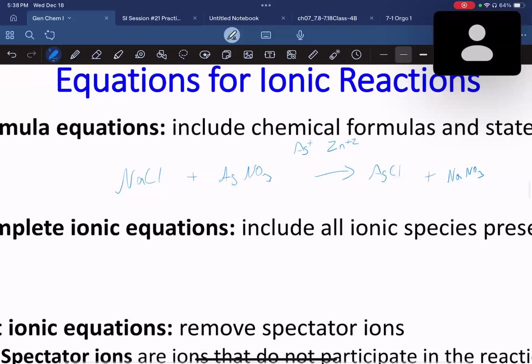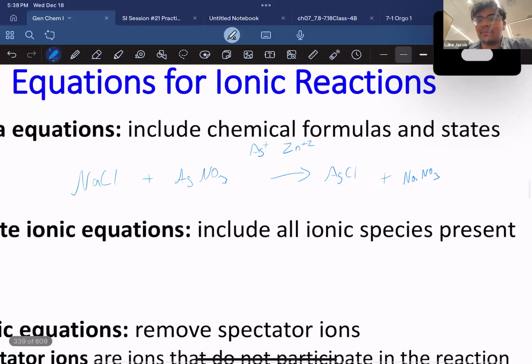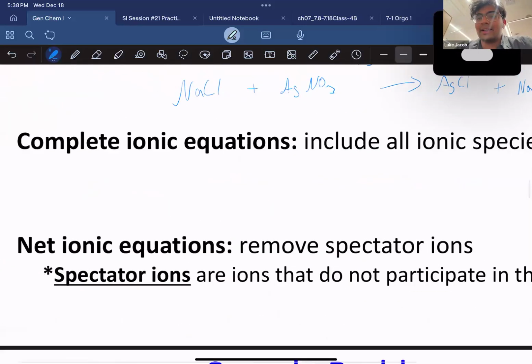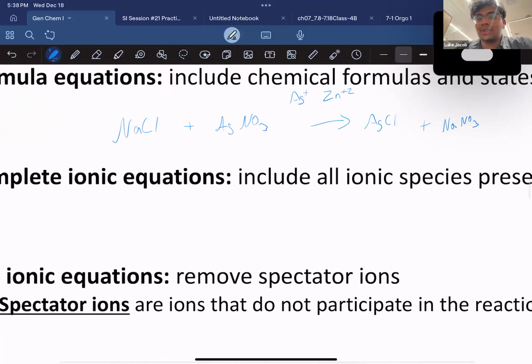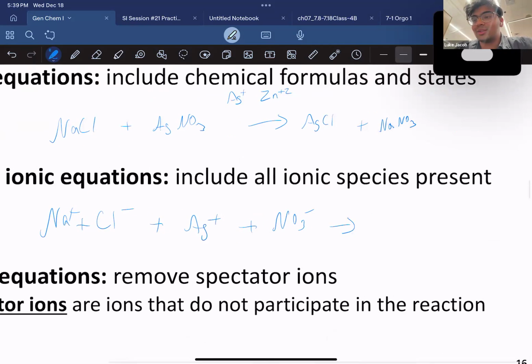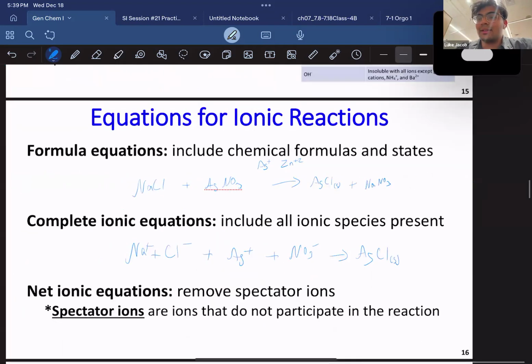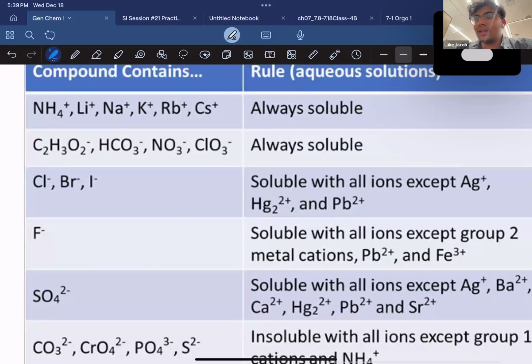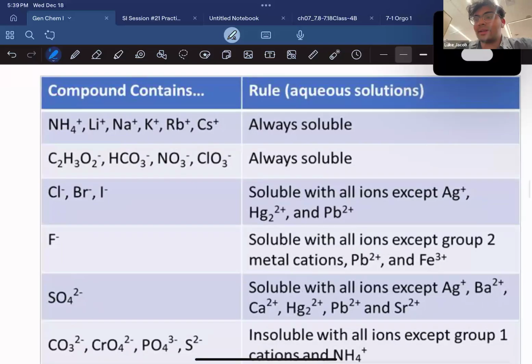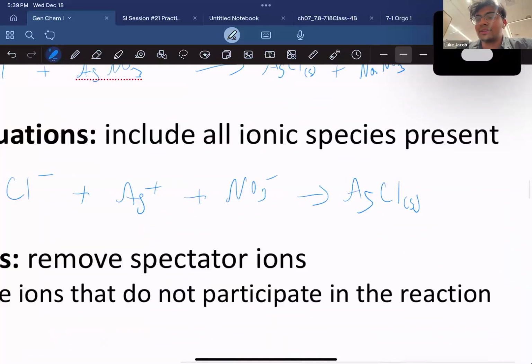Let's go. Okay. So you see here, this is a reaction, right? The complete ionic reaction would be all the charges, right? So this would be Na plus, Cl minus, plus Ag plus, NO3 minus, right? I'm sure you guys did a ton of these and it was really annoying. AgCl, however, is solid because of the solubility rules. If you look here, chlorides are soluble, except they're insoluble with silver. So it's good to know that.